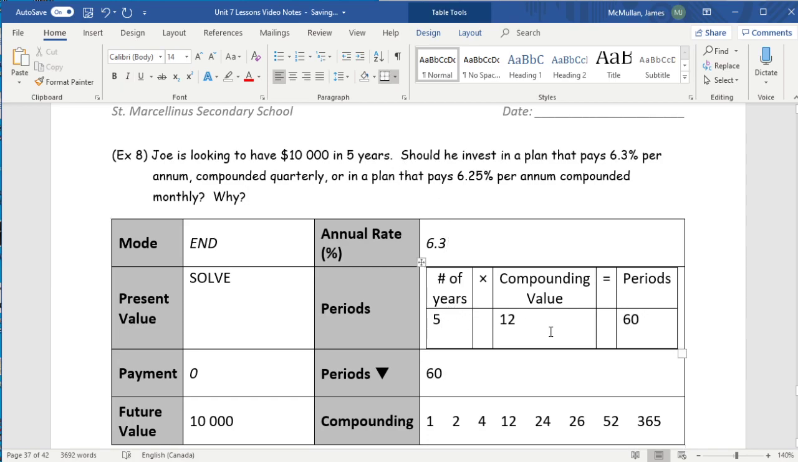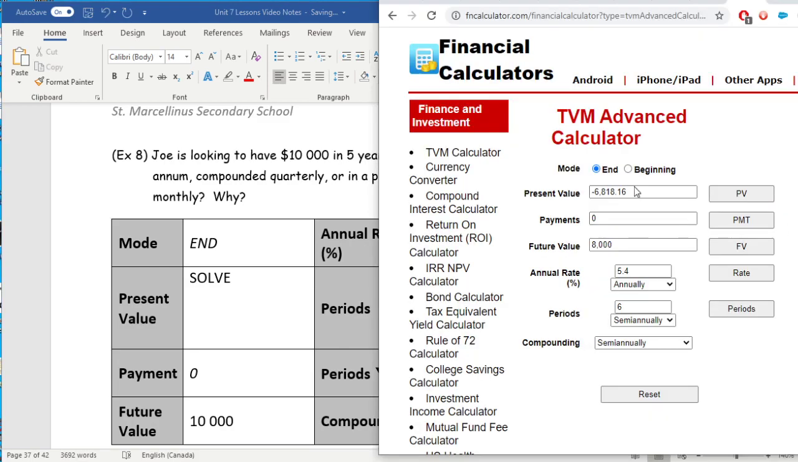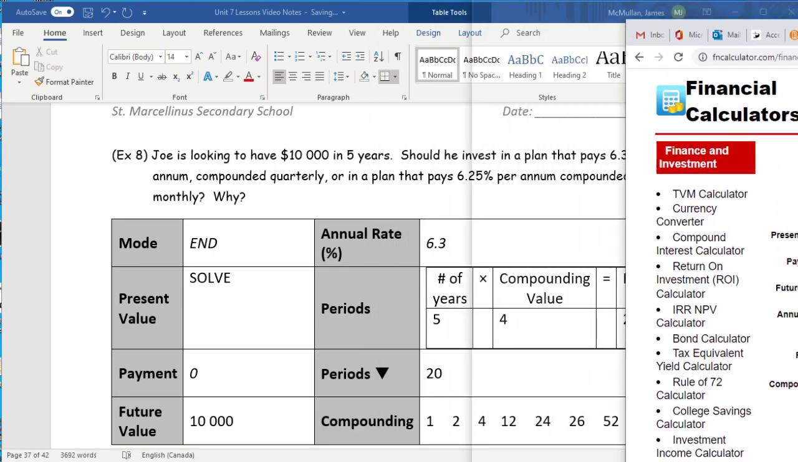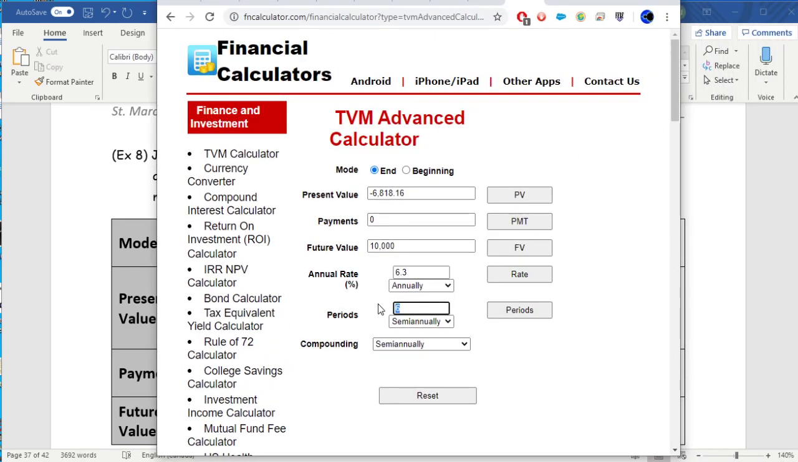All right, so let's test. One of them has a higher interest rate but a lower frequency of compounding. Which one ends up being better? So 5 years. Let's do the quarterly one first. So 5 years times 4 is 20 periods. Okay, so if we do this with 20 periods, what we're going to have is the future value is 10 grand. The annual rate is 6.3. That's an annual rate. The periods are 20 and it's quarterly. And the compounding is quarterly.